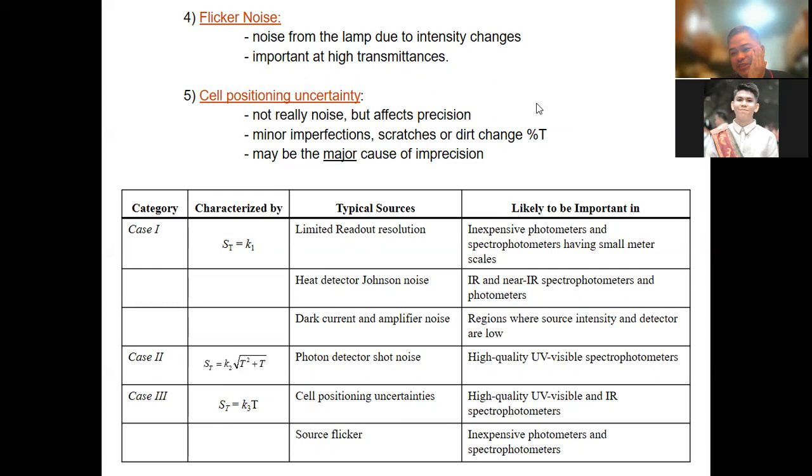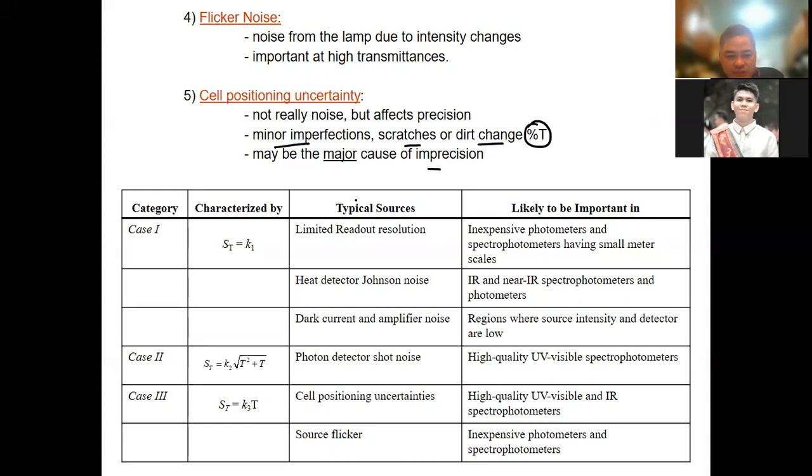And they said it's believed to be caused by the charge carriers that are randomly trapped and released between the interfaces of two materials. Okay? And then you also have to take into consideration what we call self-positioning uncertainty. It's not really a noise, but it affects the precision. And this can also be due to minor imperfections, the presence of a scratch or dirt in your cuvette. It can change the percent transmission or transmittance, and it can be a major cause of imprecision.